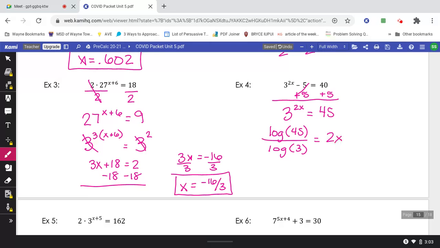Again, you can type this into your calculator all in one step. You would do the log of 45 divided by, make sure the division bar is outside of the parenthesis, and then divided by the log of 3. I'll hit enter. I get 3.465.